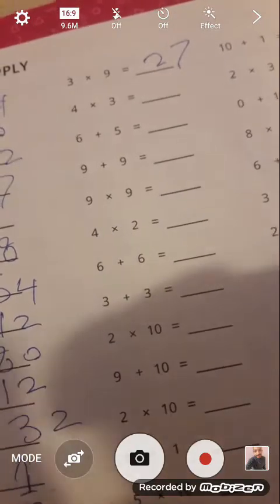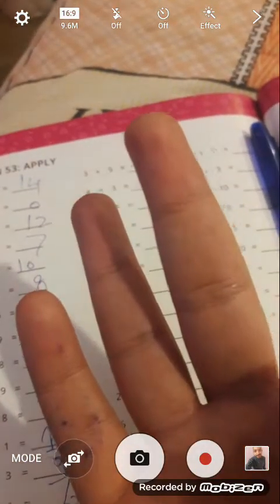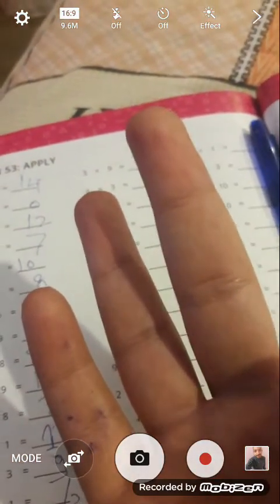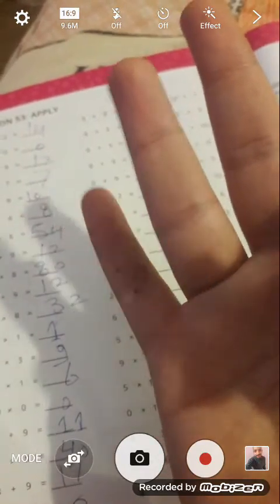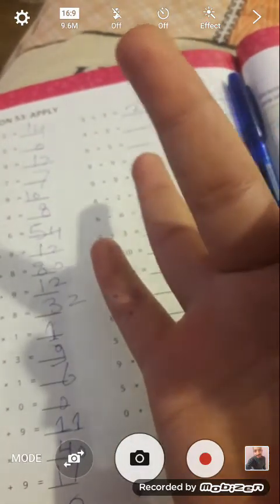Sorry. Again, 3 times 9 equals 27. 4 times 3. How can we make timetable 4? Just make the number after the times sign on your fingers, we will make 3. And this is the timetable of 4. We will count on each finger 4 times, okay? 1, 2, 3, 4, 5, 6, 7, 8, 9, 10, 11, 12. So 4 times 3 equals 12.